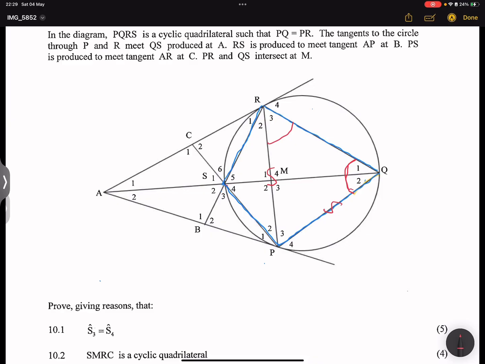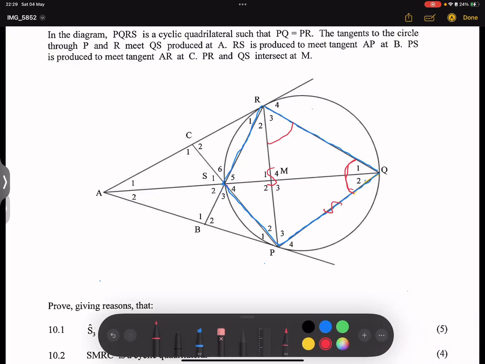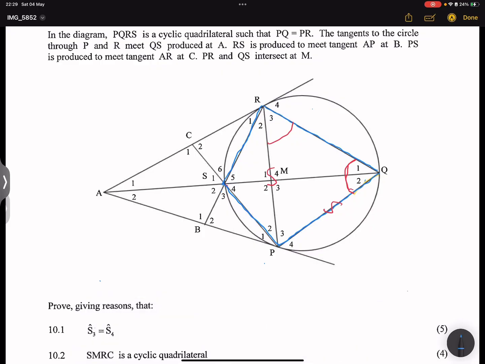Now PR and QS intersect at M. Now let's do this together, ladies and gents. I want us to try and do this one together, right? So they say prove, giving reasons, that S3 is equal to S4. Now note, in this case, what we're going to do is, I want to start from S3 and say, well, suppose this angle here was X, right? Which other angle would therefore be equal to X? Now I want you to see.